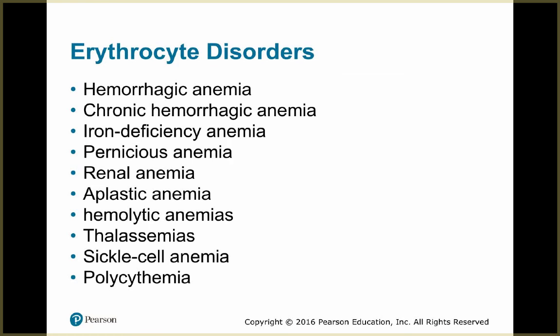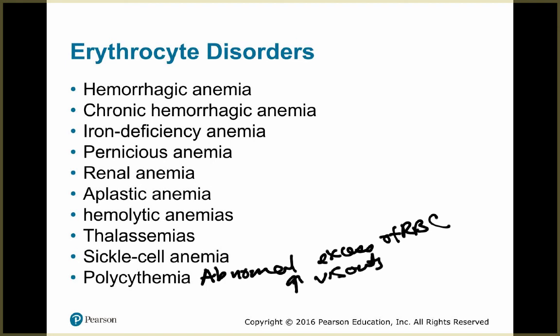And the last one, polycythemia. This is an abnormal excess of red blood cells. This is going to increase viscosity of the blood and cause sluggish blood flow. Here you may see hematocrits as high as 80%.